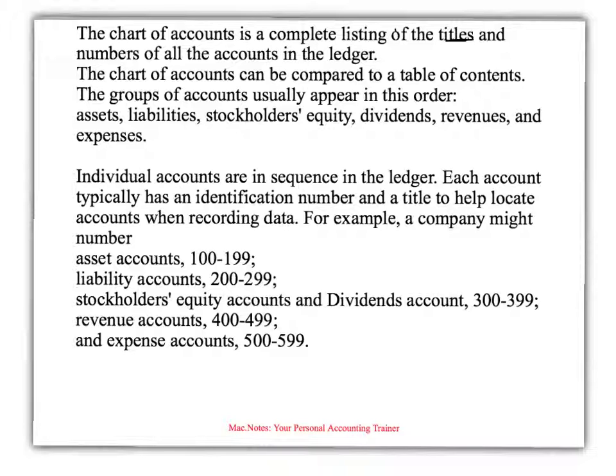Okay, the groups of accounts usually appear in order. The first group are assets, and they are generally given numbers between 100 and 199. The next group are liabilities, and they are given numbers anywhere between 200 and 299. Now, shareholders' equity accounts and the dividends account are in the 300s, revenue accounts 400s, and expense accounts are given numbers like 500.